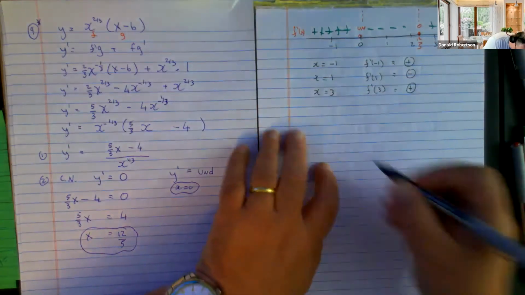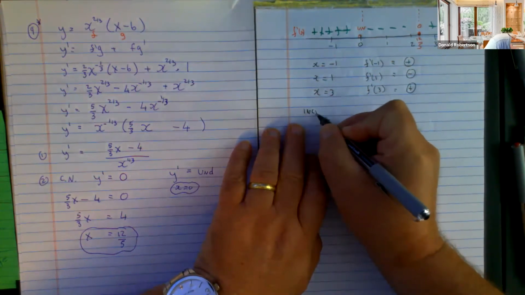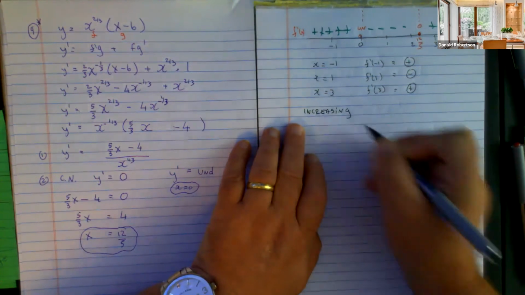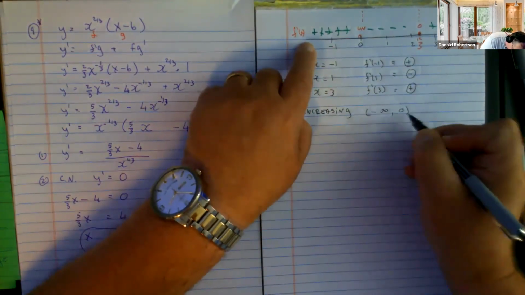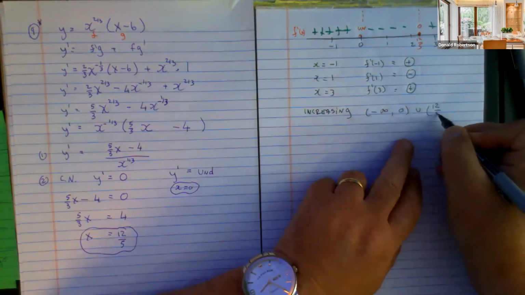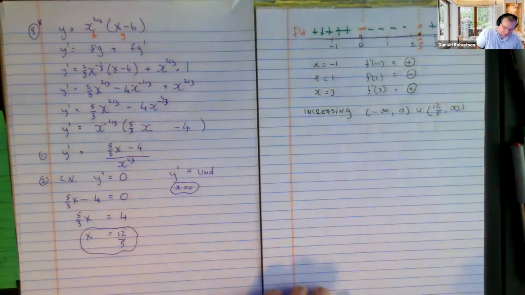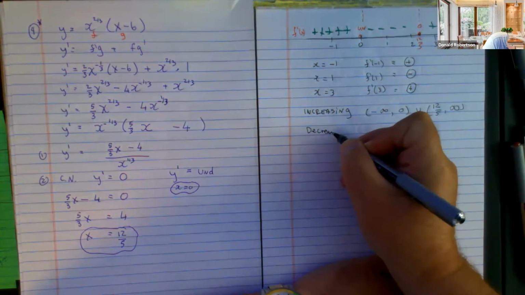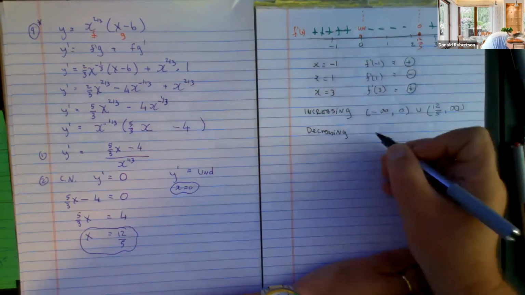Well, we're finished, except for writing down the answers. This function is going to be increasing from -infinity to 0 and from 12/5 to infinity, right? Positive derivatives. This function is going to be decreasing from 0 to 12/5.